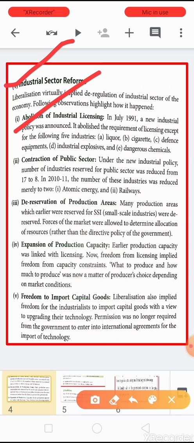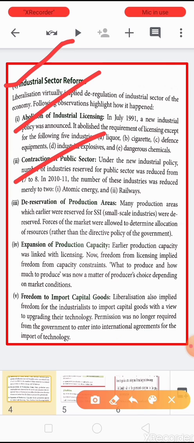Second one is the contraction of the public sector. Children, under the new economic policy, the number of industries reserved for the public sector was reduced from 17 to 8. In the IPR resolution 1956, we have already understood that the industries were classified into three categories. In Schedule A, there were 17 industries reserved for the public sector enterprises.